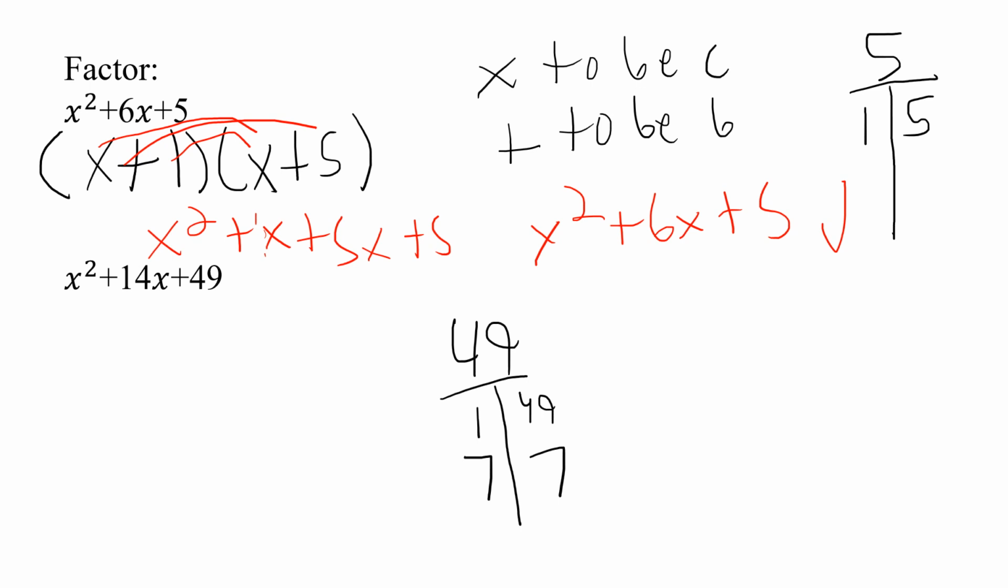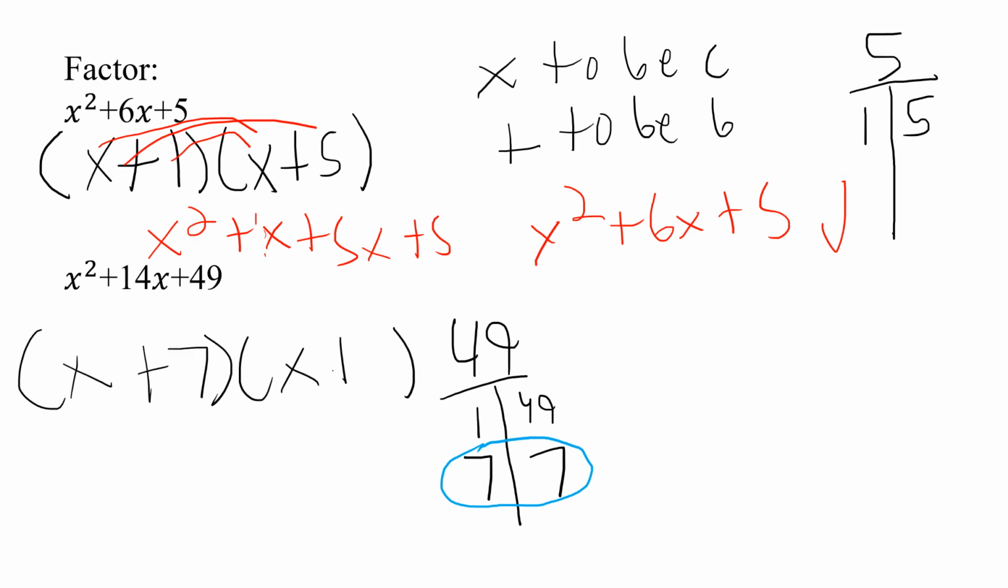Now, will 1 and 49 ever give us 14? The answer is no. What about 7 and 7? Yes, 7 plus 7 is 14. So we found two numbers that multiply to be c, 49, and add to be b, 14. So we're going to break up that x squared, and we're going to add 7, because 7 and 7 are the two numbers that multiply to be 49 and add to be 14. And of course, just like the last one, if you want to, you can FOIL it to check it and make sure we get the same thing in the beginning.